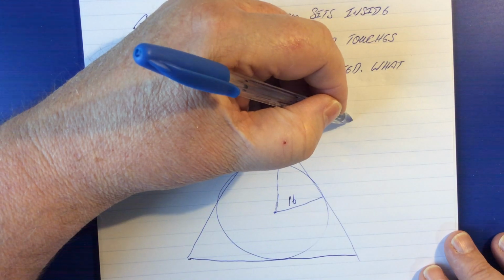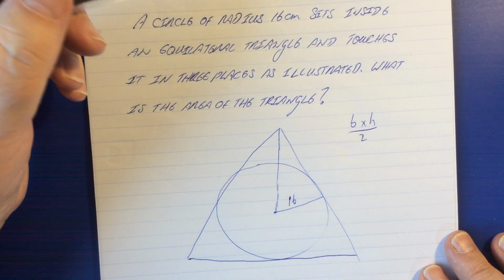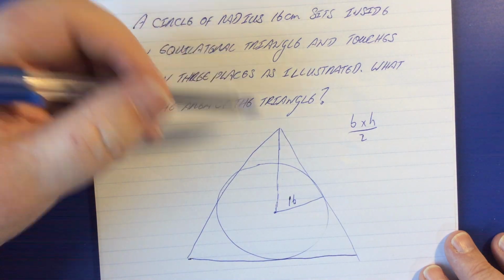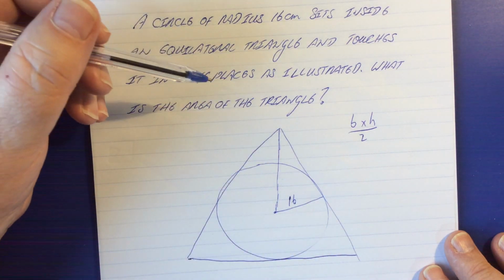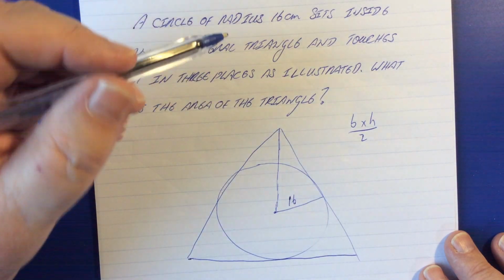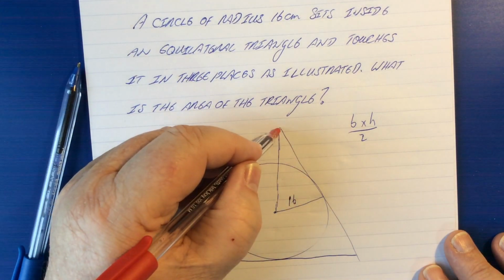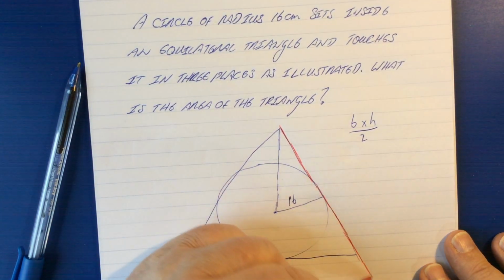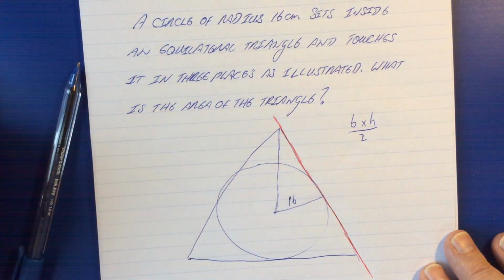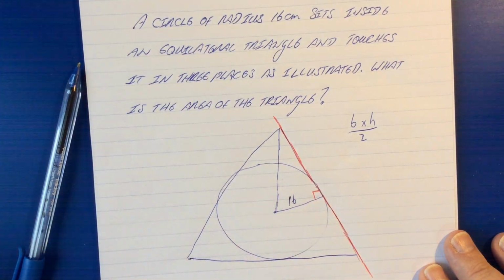Now, to find the area of the triangle, we need the base times the height divided by 2. So what we've got to do is find the length of the base and the height of this thing. Now, it's an equilateral triangle. And something I want you to note is that this line here is a tangent to a circle. And however badly drawn, that is a right angle.